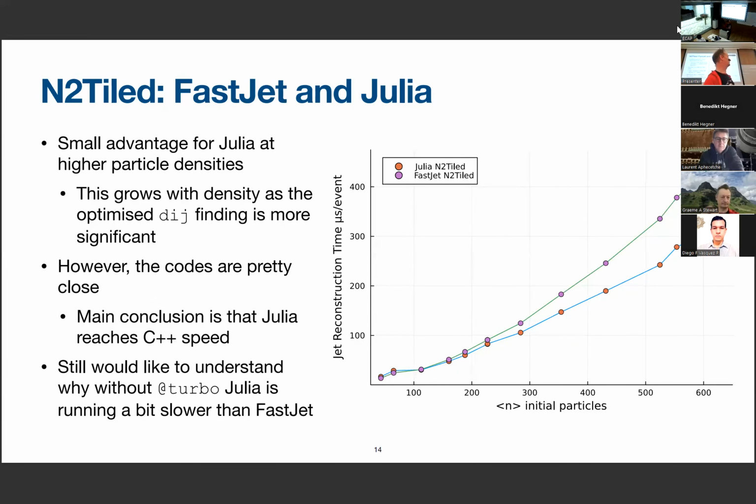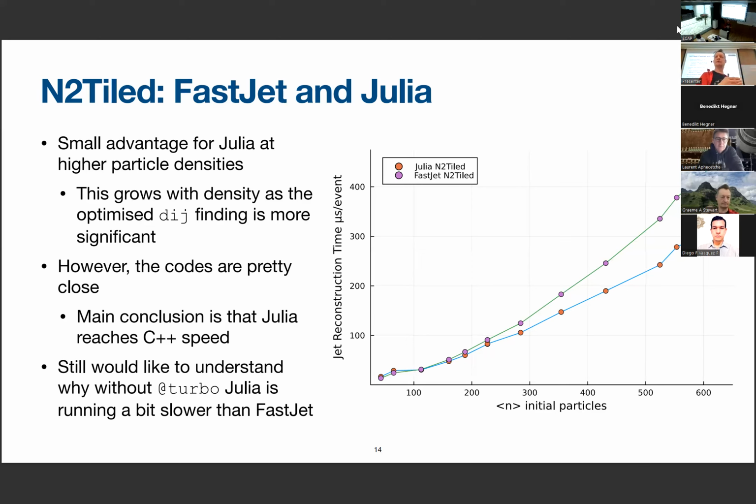Turning to the tiled algorithm, we do see a measurable advantage for Julia at the higher particle densities. This obviously grows with density because of the advantage of doing this accelerated Dij finding: the longer your array is, the better. So the codes are pretty good. Of course, Julia matches and indeed even beats slightly the C++ speed. There's a little bit of a weird thing going on, which is that without this Dij acceleration, Julia is actually a little bit slower.